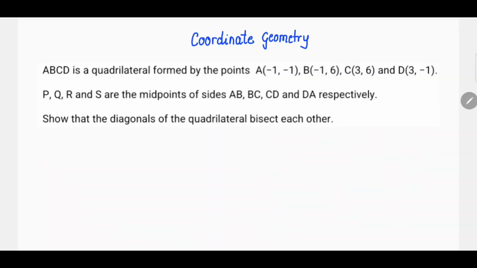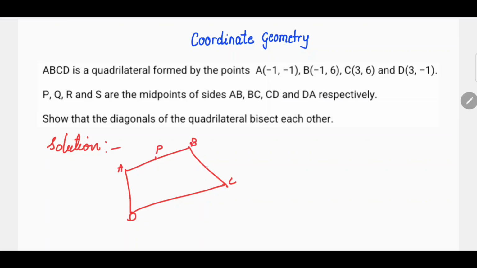We are going to use the midpoint formula to prove that the diagonals of a quadrilateral bisect each other. First, we'll draw the rough diagram. I have a quadrilateral ABCD. P is the midpoint of AB, Q is the midpoint of BC, R is the midpoint of DC, and S is the midpoint of AD.